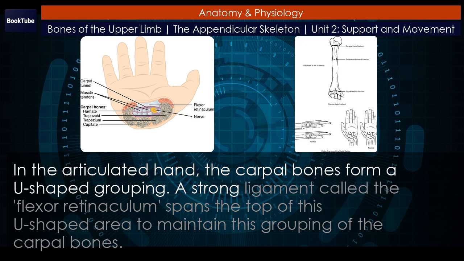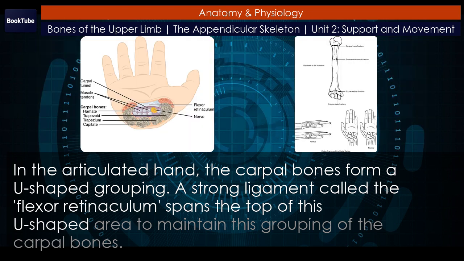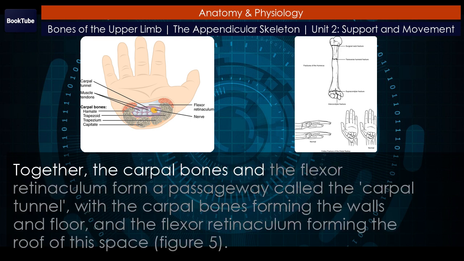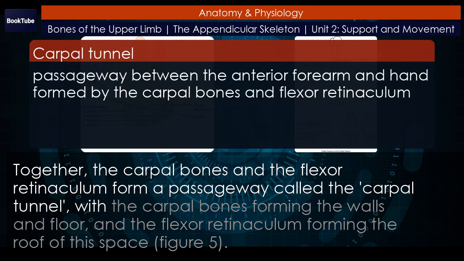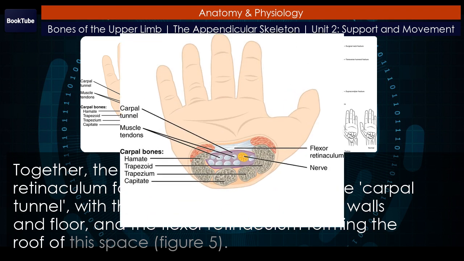A strong ligament called the flexor retinaculum spans the top of this U-shaped area to maintain this grouping of the carpal bones. The flexor retinaculum is attached laterally to the trapezium and scaphoid bones, and medially to the hamate and pisiform bones. Together, the carpal bones and the flexor retinaculum form a passageway called the carpal tunnel, with the carpal bones forming the walls and floor, and the flexor retinaculum forming the roof of this space.